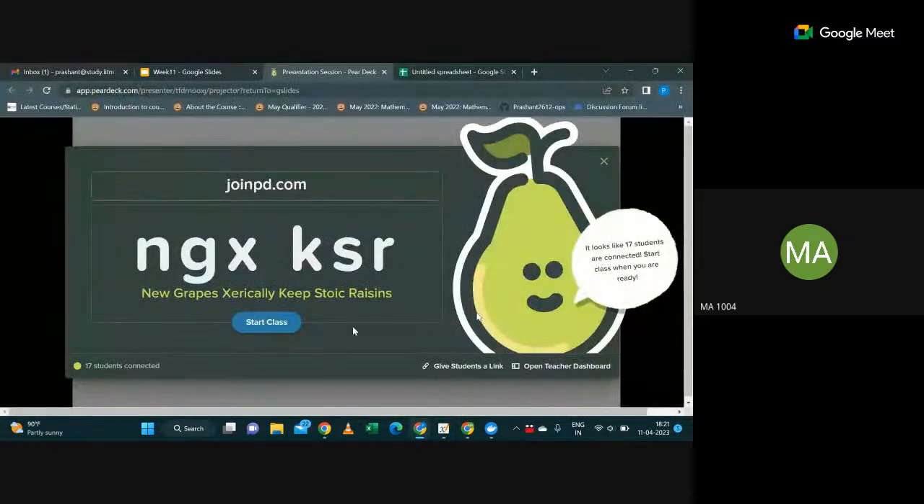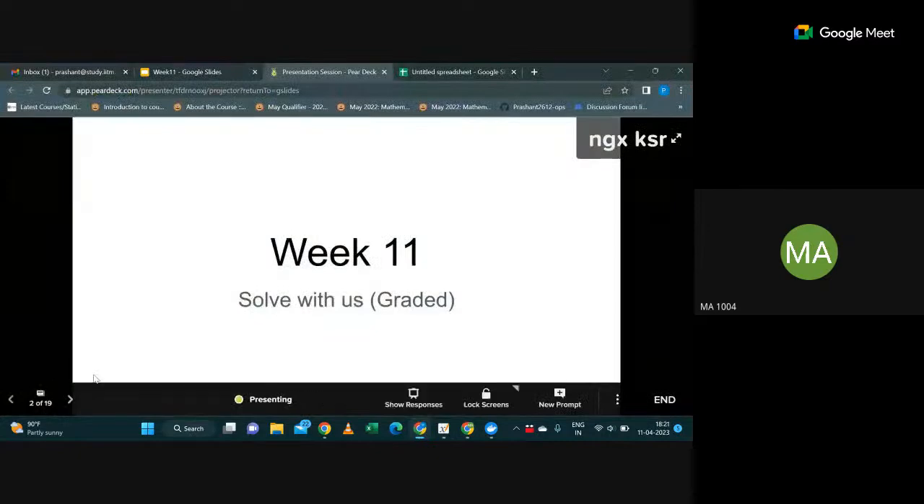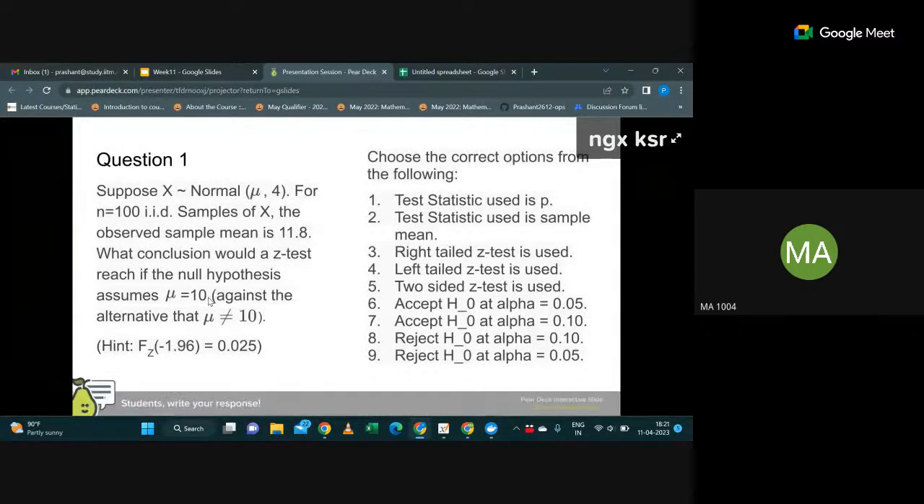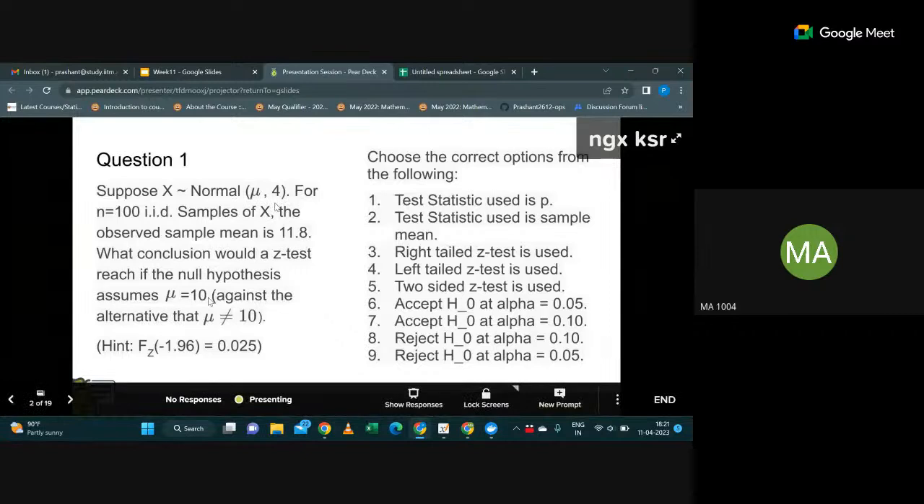Okay, so let me start the slides. This is the first question. X is a random variable following normal with mean mu and variance 4. For n equal to 100 IID samples of X, the observed sample mean is 11.8. So the x bar value is given to you, right? Now, what conclusion would a z-test reach if the null hypothesis is mu equals 10 against the alternative hypothesis mu not equal to 10? Which kind of test are you going to apply there?